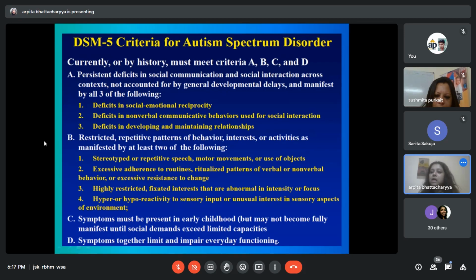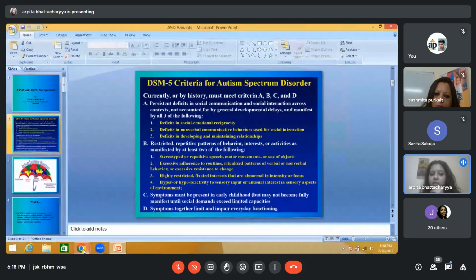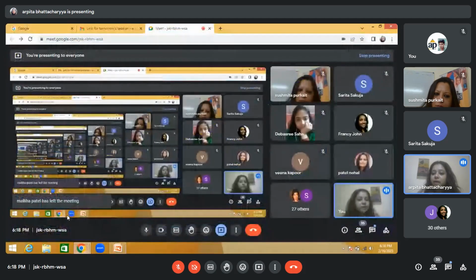And the symptoms together limit and impair everyday functioning. Of course, the symptoms must be severe enough to actually obstruct or put a hindrance to your personal, occupational, and social life. Daily living will come to a halt. That kind of severity is needed. It's not that you're managing everything and still getting diagnosed with the disorder. So this is the criteria mentioned by DSM-5, and we will be focusing on it a lot because DSM-5 marks a lot of change over there.